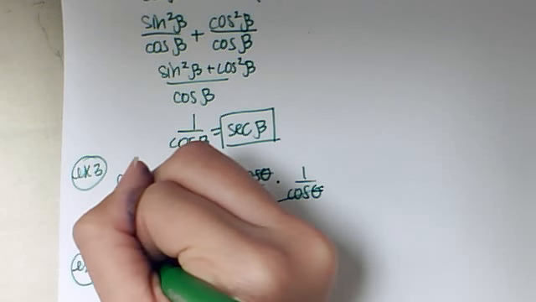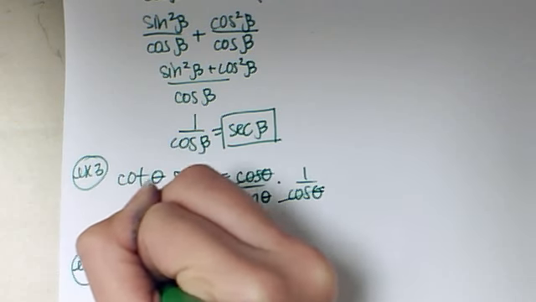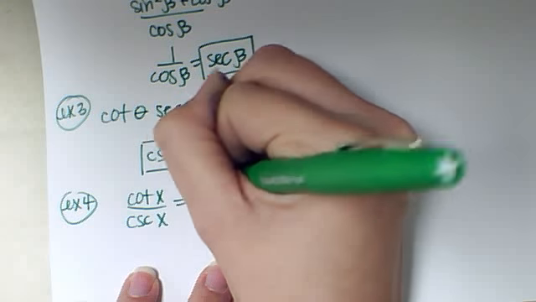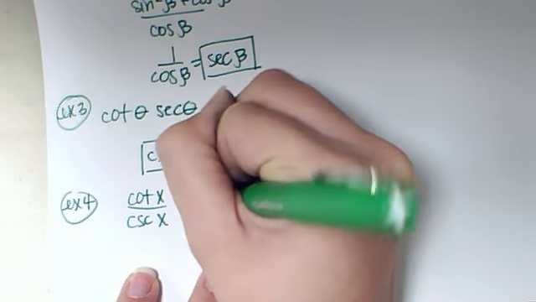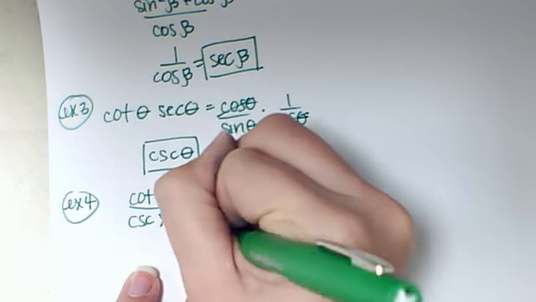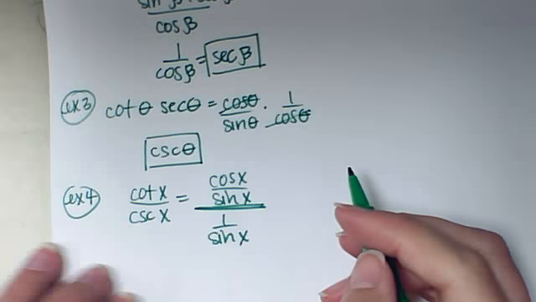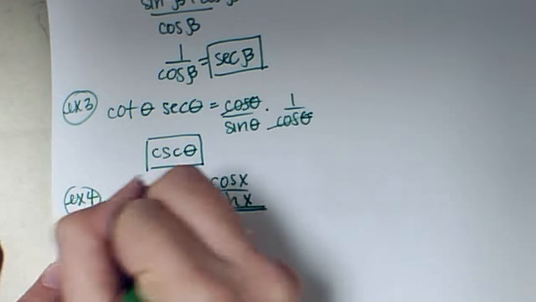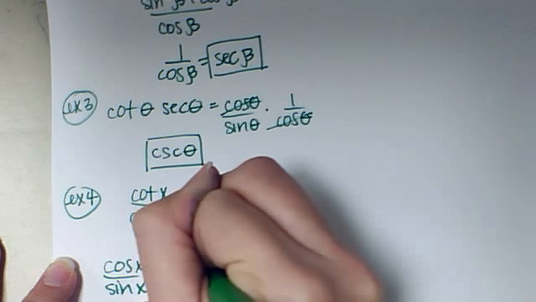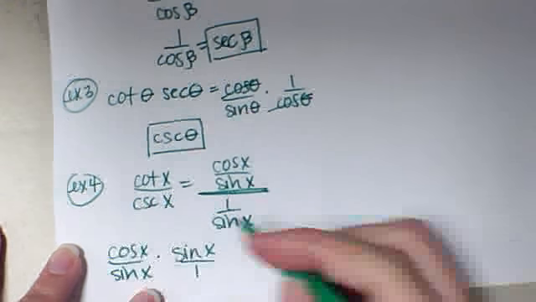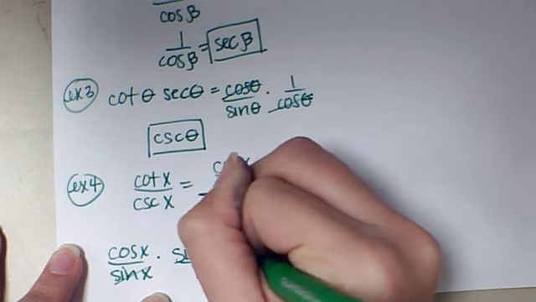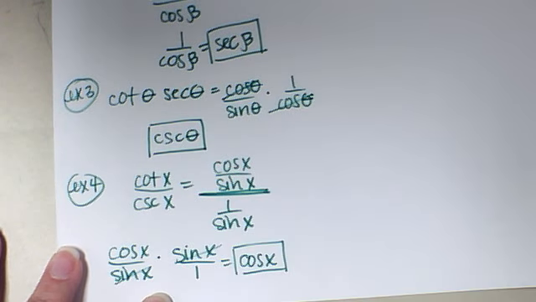Example number 4. Cotangent of x over cosecant of x. Cotangent, again in terms of sine and cosine, is cosine of x over sine of x. And then there's a big fraction here. Cosecant is 1 over sine of x. I know when I have a fraction over a fraction, I can rewrite the first one, take the second one and multiply by the reciprocal, or the flip. When I do that, my sines will cancel, and I have cosine of x over 1, or just cosine. And that one simplifies that way.